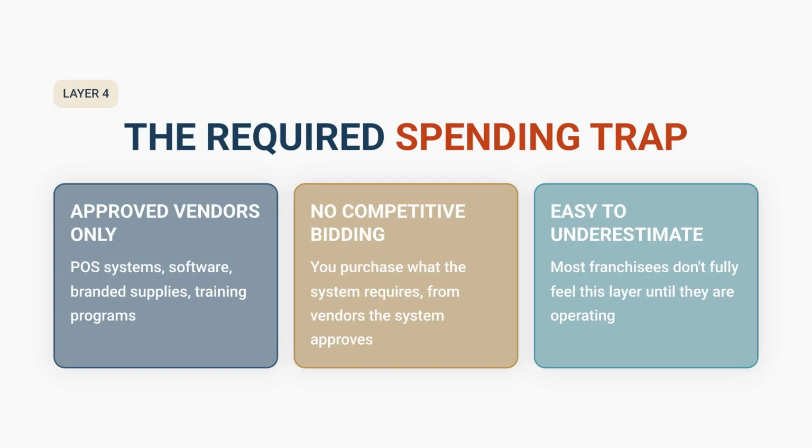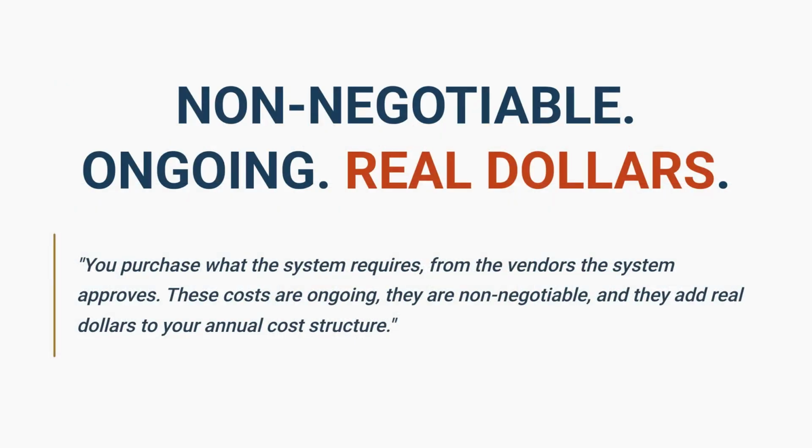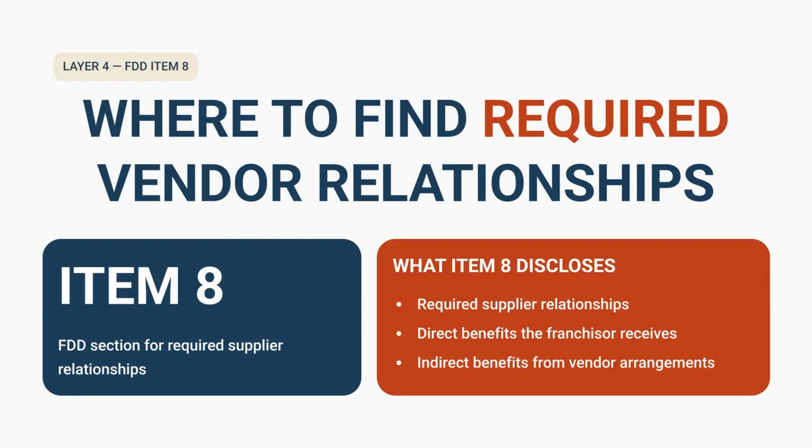Most franchise systems require you to purchase from approved or designated vendors. The point of sale system, the inventory management software, the branded supplies, the required training programs, these are not optional and they are not open to competitive bidding. You purchase what the system requires from the vendors the system approves. These costs are ongoing, they are non-negotiable, and they add real dollars to your annual cost structure. Where you find them is FDD Item 8.